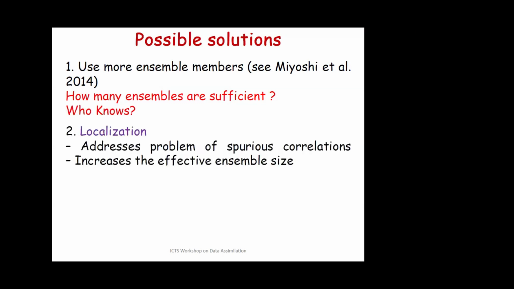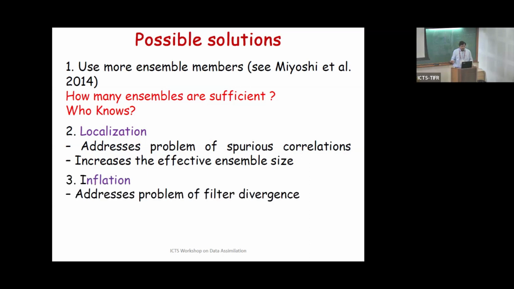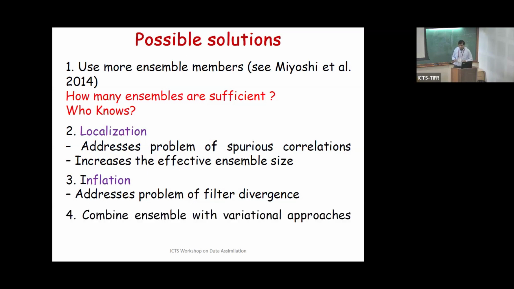Localization is generally used to avoid the spurious correlation. Definitely Arya discussed this yesterday. And inflation also he discussed yesterday, to avoid filter divergence. Now, there are methodologies based on hybrid methods, which are a combination of the best of two worlds. The flow of background error covariance concept can be taken from the Kalman theory, and the utilization of nonlinear observation operator theory can be taken from the Bayesian method.